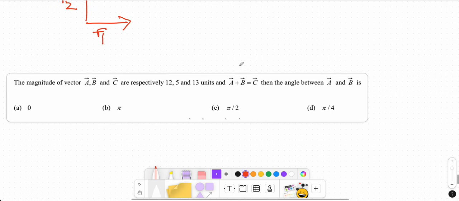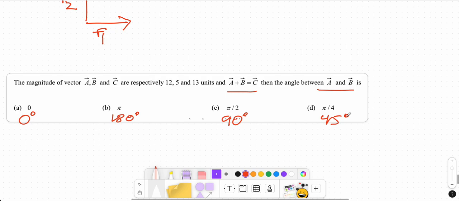The magnitude of vector A, B and C are respectively 12, 5 and 13 units. A plus B is equal to C. Then the angle between A and B. Let me tell you, 0 means 0 degree, pi means 180 degree, pi by 2 means 90 degree, pi by 4 means 45 degree. You may not know the radian, that I will discuss later after vector. So right now use this. So this is also previous year entrance question. So pause the video, do it, tick, tick, tick.